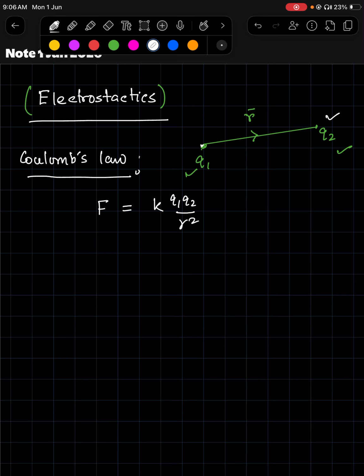But force is a vector quantity, so we have to keep the vector sign. To give the vector sign, we have to remember that any vector can be represented by its magnitude into unit vector. So if the unit vector is r cap along the r vector, then the vector form of this law is given by K q1 q2 by r square into r cap.